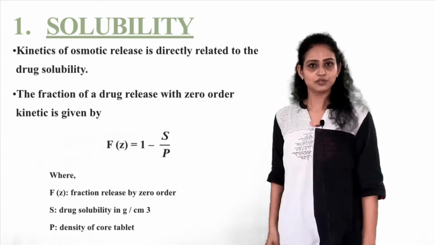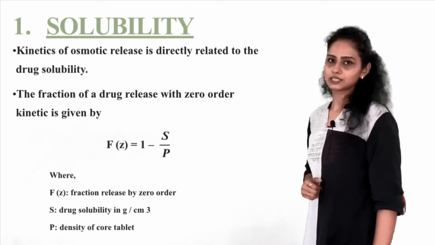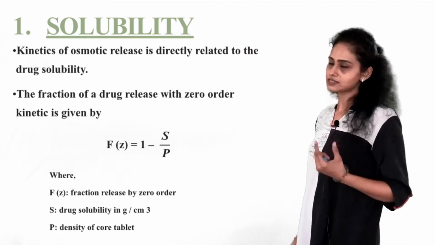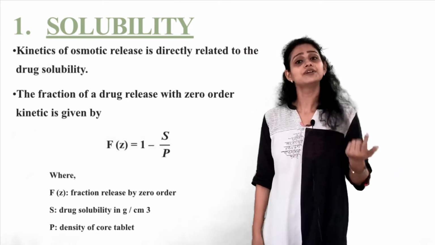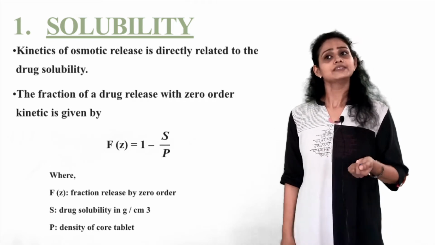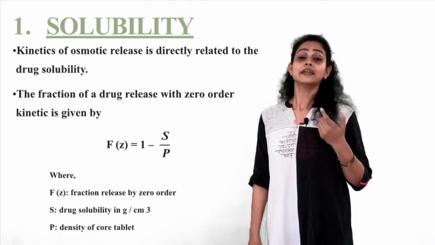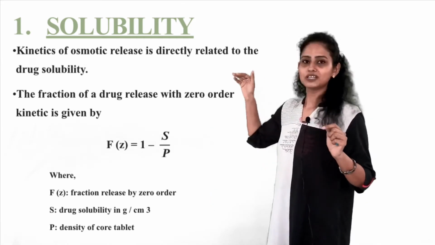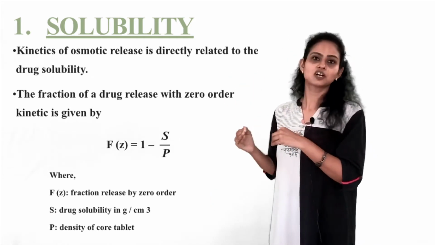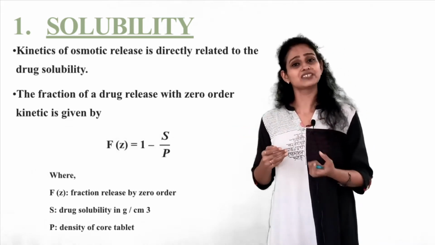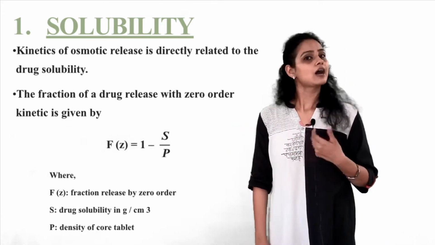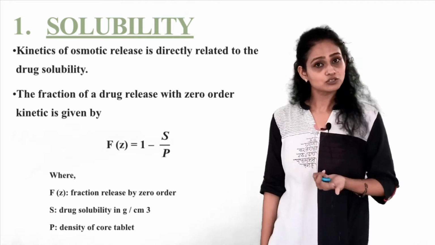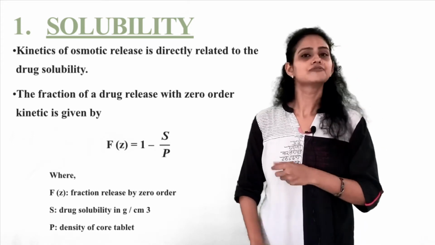This S is the solubility of drug and P is the density of drug. So, if I know the solubility of drug and the density of drug, then I can easily calculate how much amount of my drug will be delivered through zero order kinetics. Say for example, if I want 95% of drug to be released by zero order kinetics, then if I know the solubility, I can adjust the density accordingly, or if my density is fixed, then I can vary solubility, right. How can I vary solubility? I can modify solubility, either I can increase the solubility or I can decrease the solubility using different technologies.